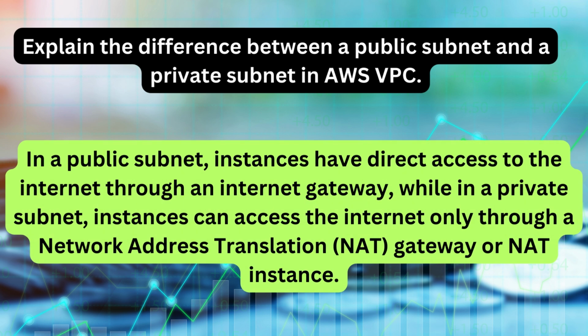Explain the difference between a public subnet and a private subnet in AWS VPC. In a public subnet, instances have direct access to the Internet through an Internet gateway, while in a private subnet, instances can access the Internet only through a Network Address Translation (NAT) gateway or NAT instance.